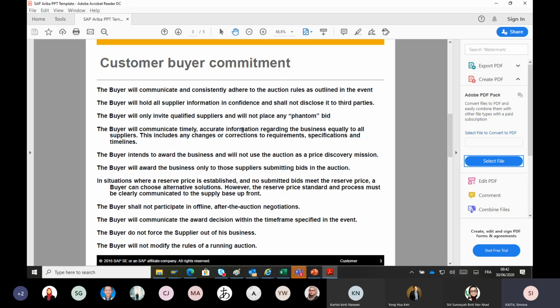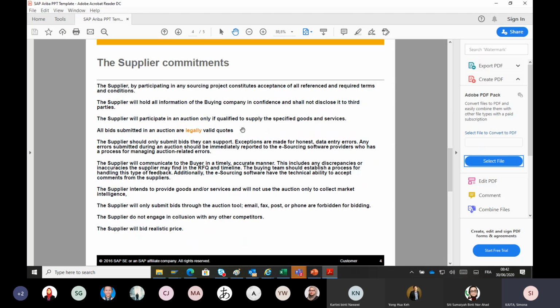So that is customer engagement, and then we have the supplier engagement, where the supplier participating in any sourcing project constitutes acceptance of the reference and required terms. It holds the information on the buying company in confidence. The supplier participates in an auction only if qualified. So you see, it's a mirror. From the buyer, we have the same things for the suppliers.